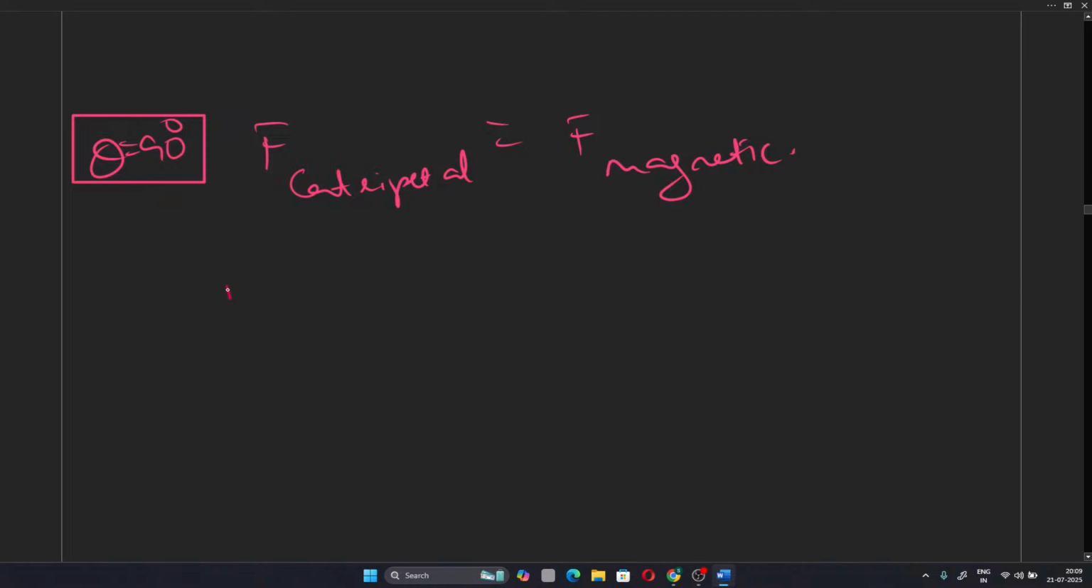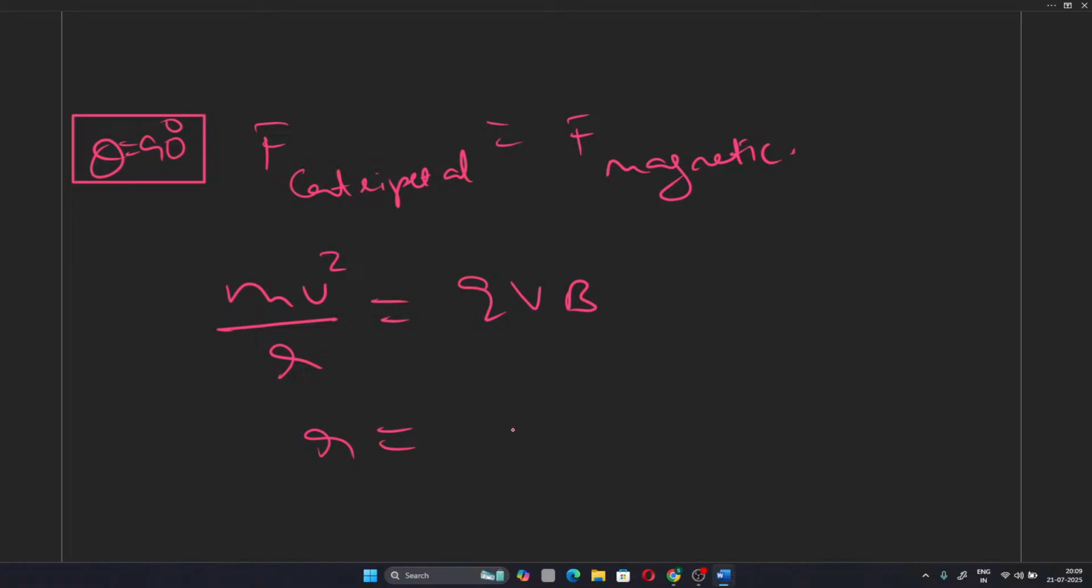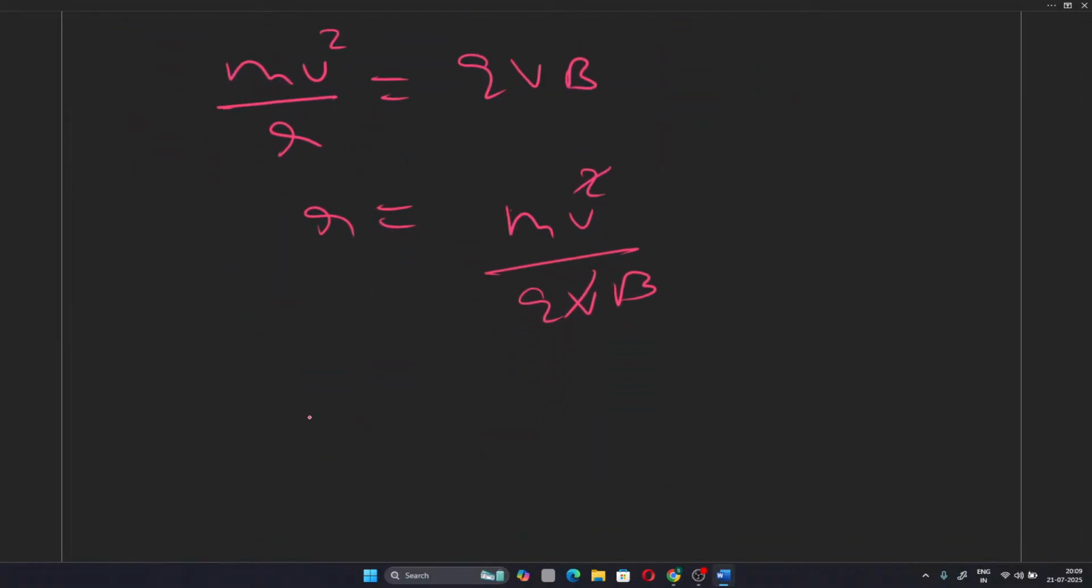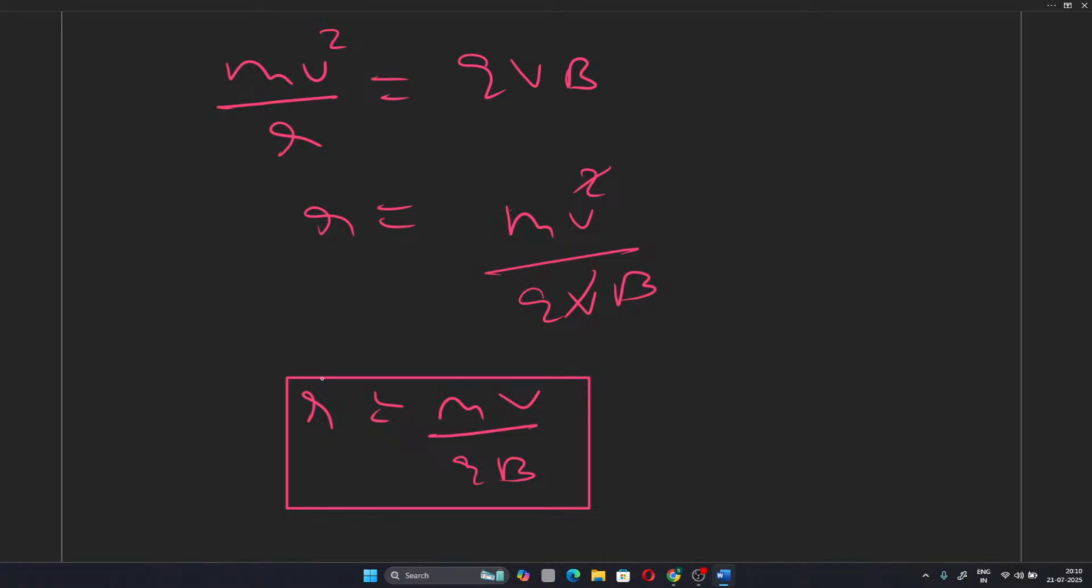In this case, mv square by r equals qvB, where sin 90 is 1. If you want to find the radius, r equals mv square by qvB, where v and v square get cancelled, so r equals mv by qB. This is the case of pure circular motion, theta equals 90 degrees.